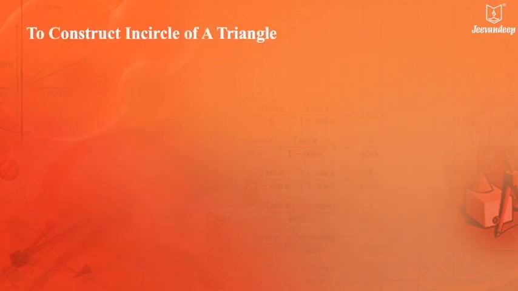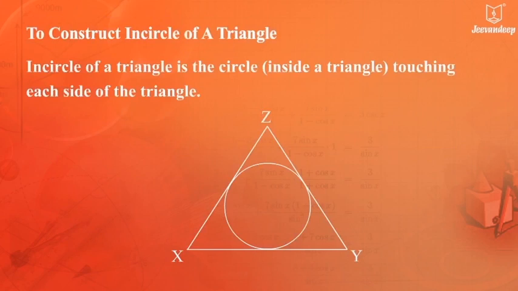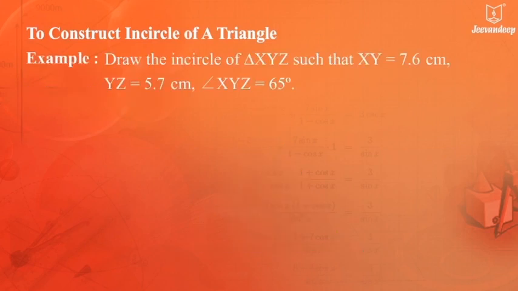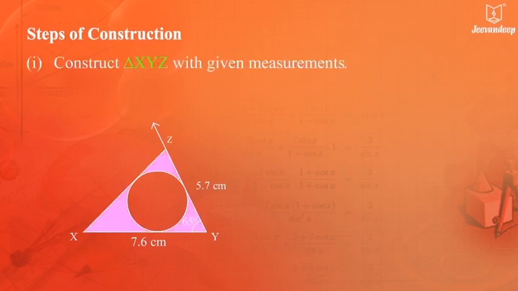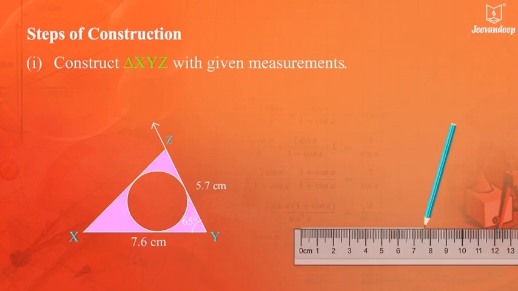To construct the incircle of a triangle. The incircle of a triangle is the circle inside a triangle touching each side of the triangle. Example: draw the incircle of triangle XYZ such that XY equals 7.6 centimeters, YZ equals 5.7 centimeters and angle XYZ equals 65 degrees. Steps of construction. 1. Construct triangle XYZ with given measurements.